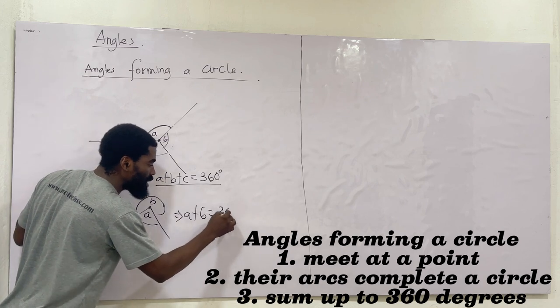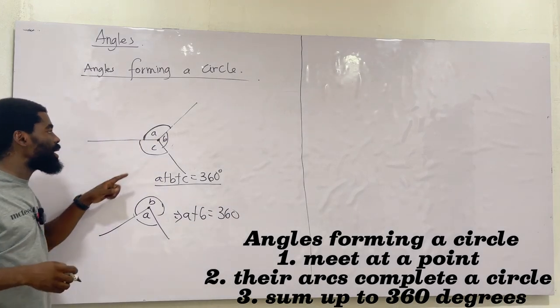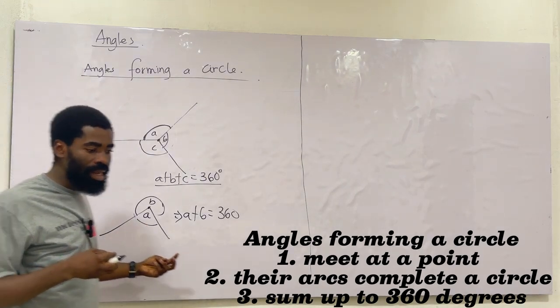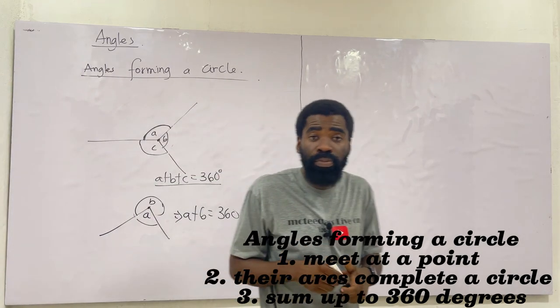Must also be equal to 360. So it's not necessarily the diagram I've drawn, but I'm understanding what I've said there. How do you get this? Yeah, very, very simple.